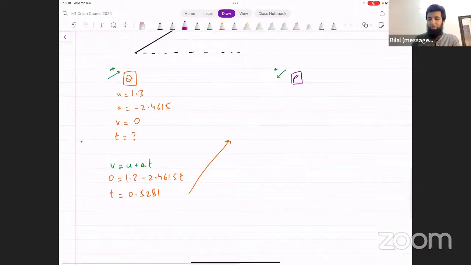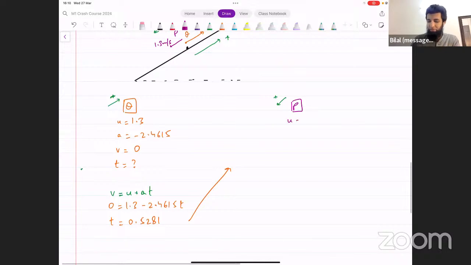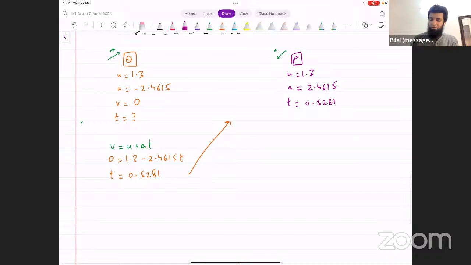What do we know about P? Initial velocity for P was 1.3 as well. Acceleration is going to be positive for P because we're considering the downward direction positive. Acceleration is also downwards, so acceleration is 2.4615. We need to find displacement. Now we know the time taken is 0.5281. We can use this formula for that: s equals ut plus half at squared.